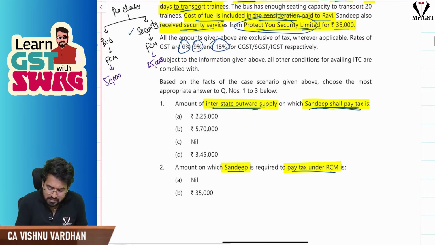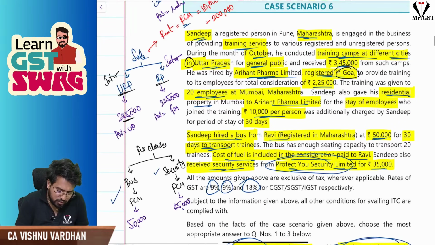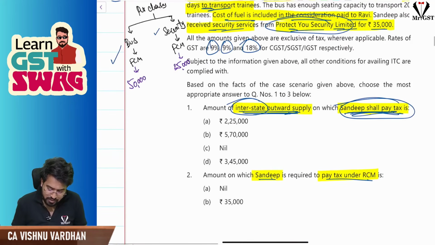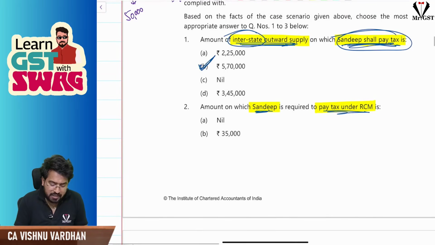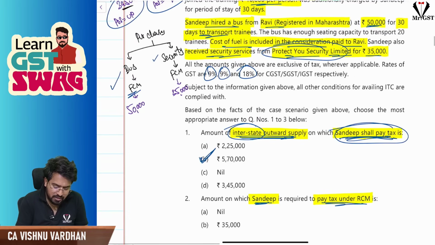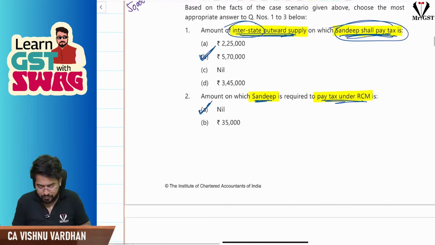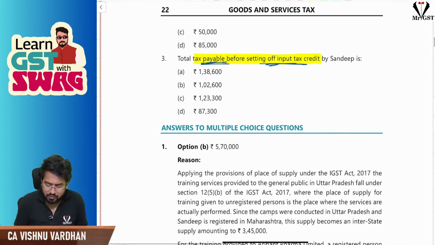If you see what are the interstate outward supplies on which Sandeep shall pay tax. See here, first is interstate and second is also interstate. These are the two sales on which Sandeep is liable to pay GST. So 345 plus 225, it is 5,70,000. Amount on which Sandeep is required to pay tax under RCM. He has two purchases, both are covered under FCM. So on RCM, he need not pay any tax. So it is nil. And finally, total tax payable before setting off of ITC.